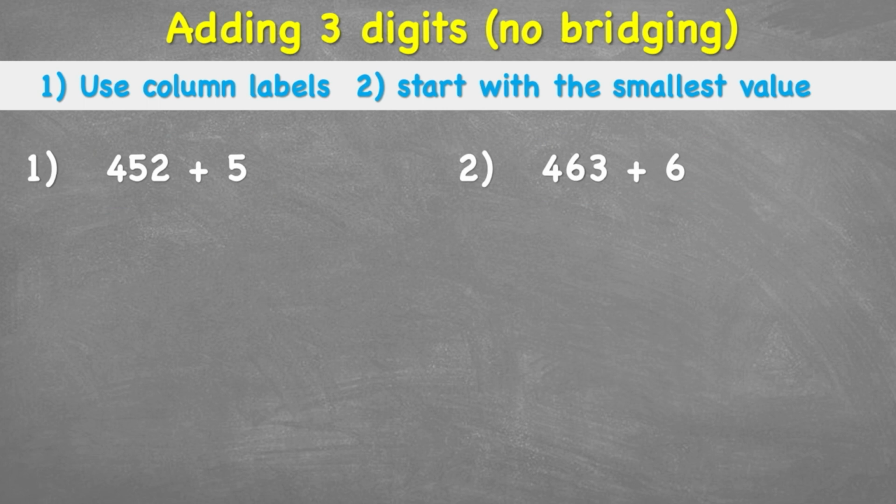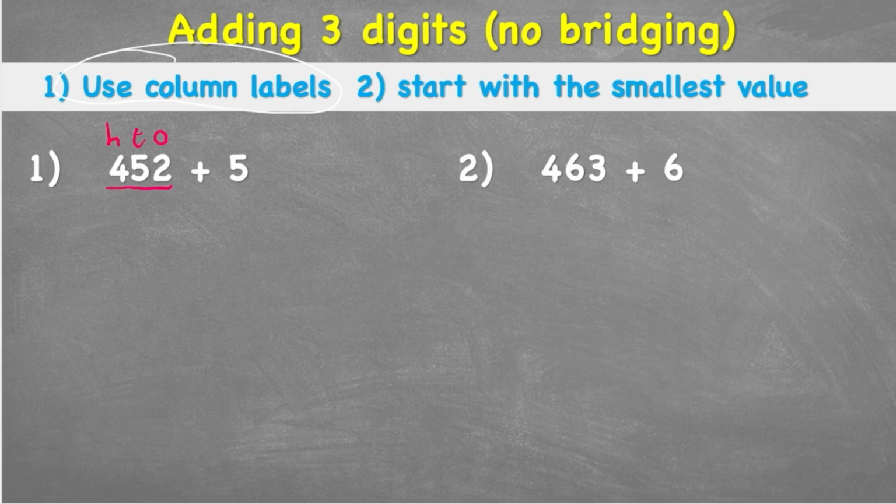So let's begin and let's think about what this first sentence means. Use column labels. Well, when we're putting these questions into columns, we need to make sure that we put the numbers in the right column. And the way we're going to do that is by understanding the value of each number. So first, let's look at this 452. Well, 452, our 2 is in our ones column, our 5 is in our tens column, and our 4 is in our hundreds column. And we're adding it to a 5, which is only in the ones column.